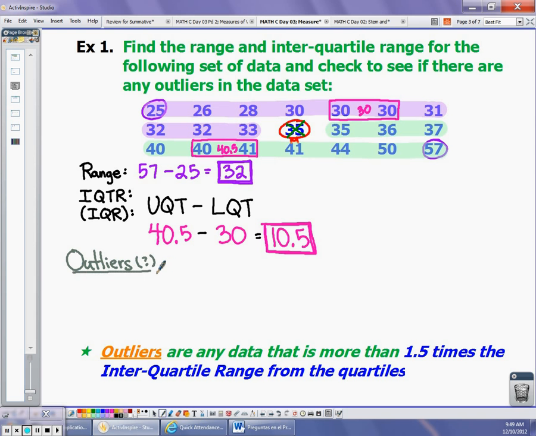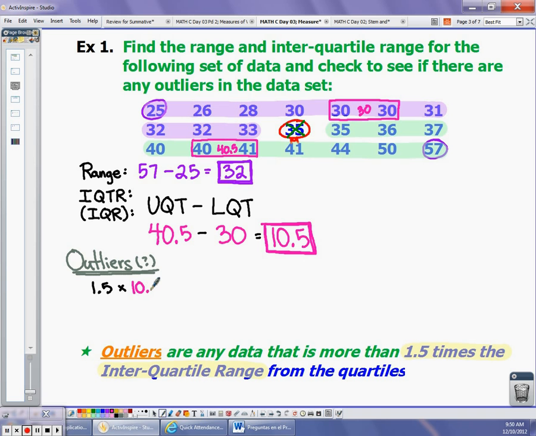So are there any outliers? Now to go ahead and do this, I'm just going to follow this rule, which it gives us right over here. It says it's basically 1.5 times the interquartile range from our two quartiles, the lower quartile and the upper quartile. So I need to figure out what is 1.5 times our interquartile range. Our interquartile range is what we found over here, so that's 10.5.